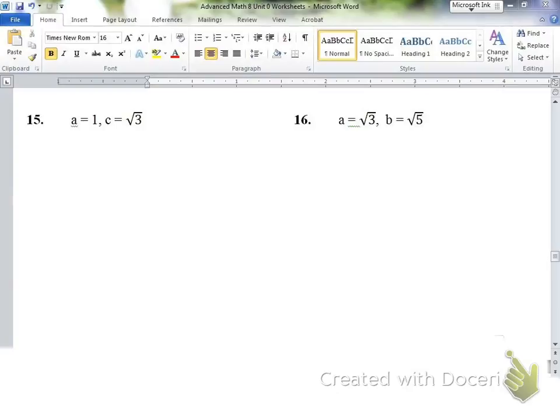All right, so number 16, last one. One of our legs is root 3, and one of our legs is square root 5. So let's plug those in. Make sure you put them in parentheses. So this is going to be the square root of 3 squared plus the square root of 5 squared equals c squared.